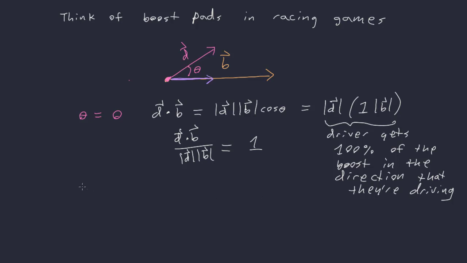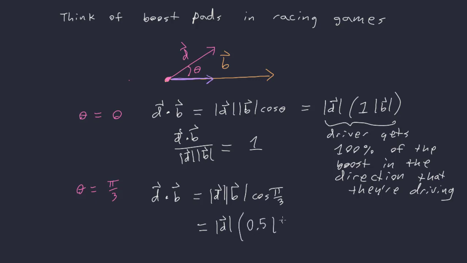Okay? When that angle, let's say, equals pi over 3, so 60 degrees. So suppose the driver hits the boost at 60 degrees. Well, now our dot product is going to be in terms of cosine of pi over 3, and cosine of pi over 3 is 0.5. So this comes out to be, I'll write it as the magnitude of D times 0.5 times the magnitude of B. So what ends up happening is that in this case, the driver only gets 50% of the boost in the direction that they're driving.